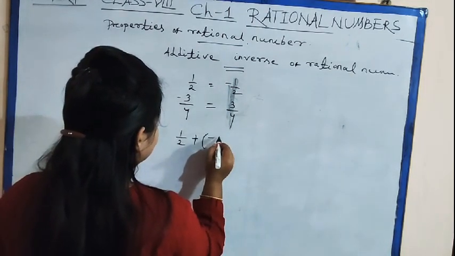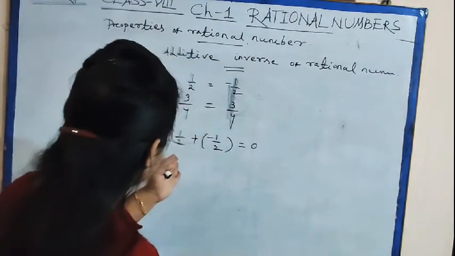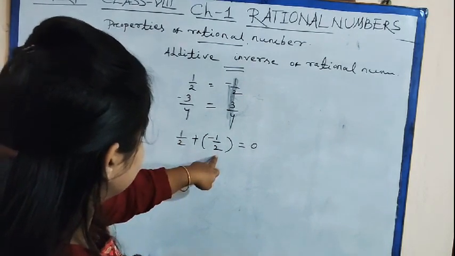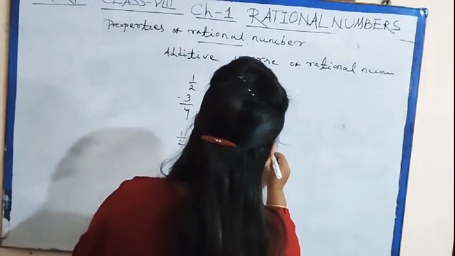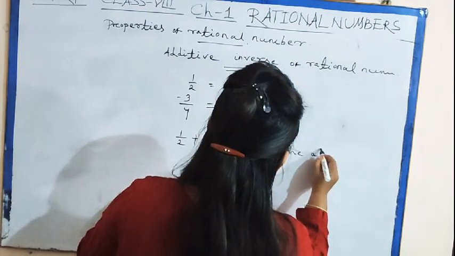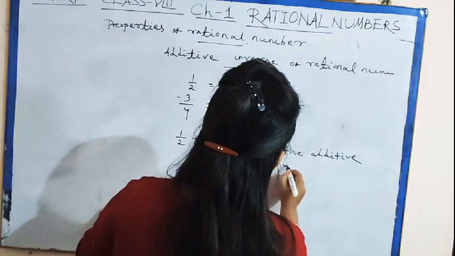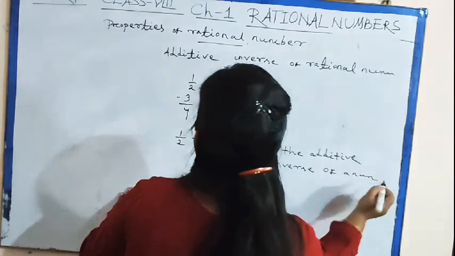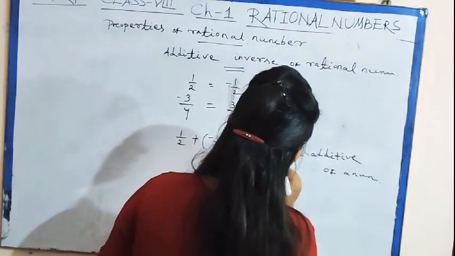And its identity is: if a rational number is added to its additive inverse, we will get 0. In any case, if a rational number is added to its additive inverse, we will get 0. So 0 is the additive identity of a number. Clear?